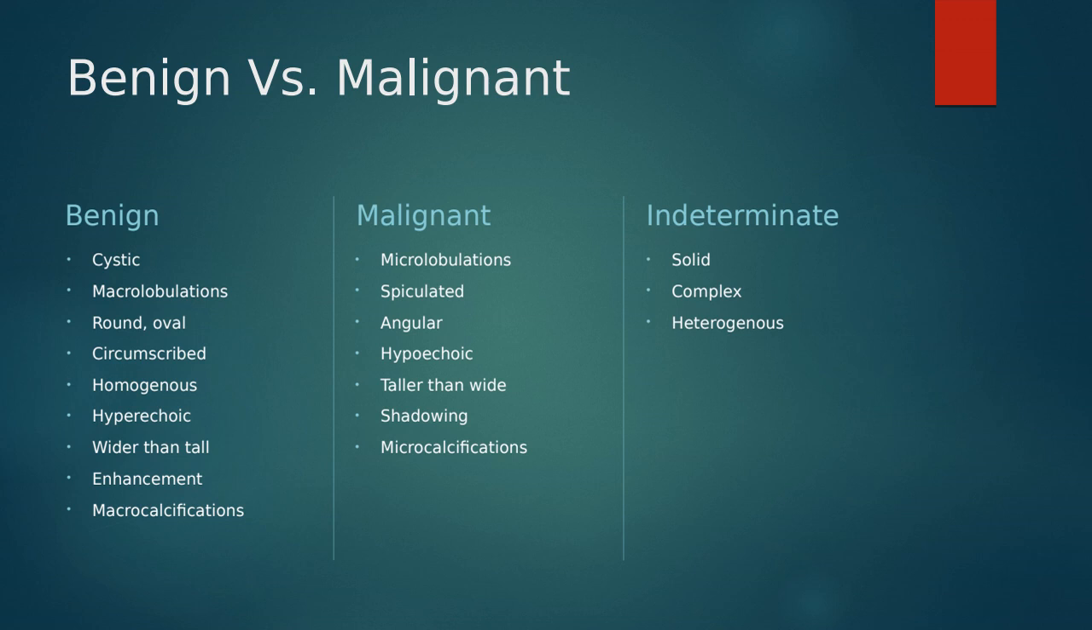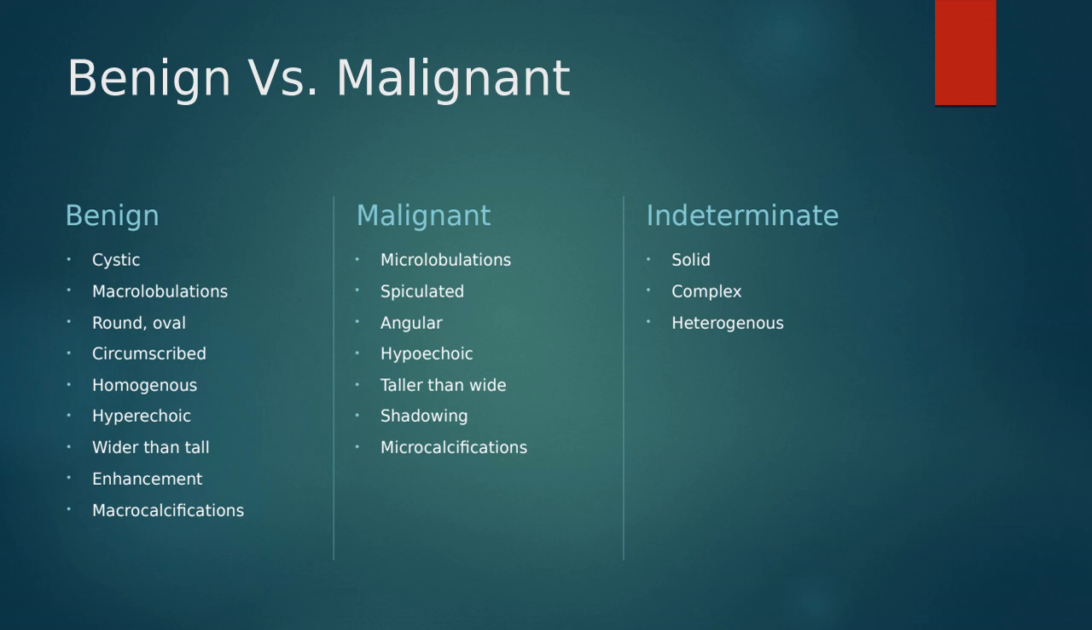Usually they're going to be wider than they are tall with their measurements. They're usually going to exhibit enhancement because it's going to say, hey, this finding is not super dense, right? Cancer cells are very dense. And they're usually going to have macrocalcifications unless otherwise indicated by a benign calcification or calcium disease. So put a little asterisk next to homogeneous, hyperechoic, and macrocalcifications.